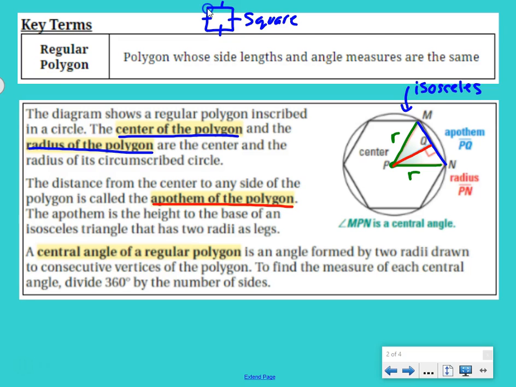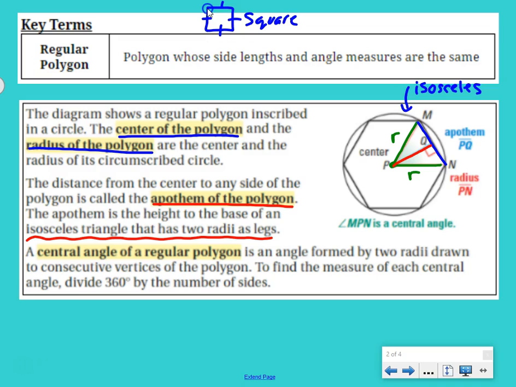It's called the apothem. It looks like apothem, but I did Google it to make sure I was pronouncing it right, and they told me it was apothem. So, however you want to say it. The apothem is the height to the base of an isosceles triangle that has two radii as its legs. So, just restating what I just said.